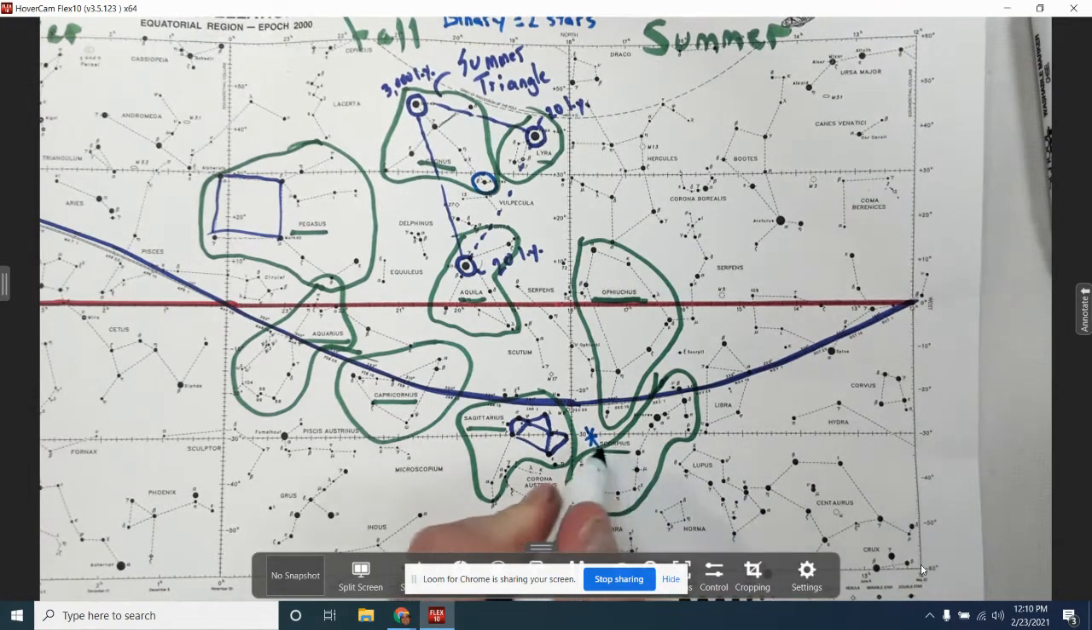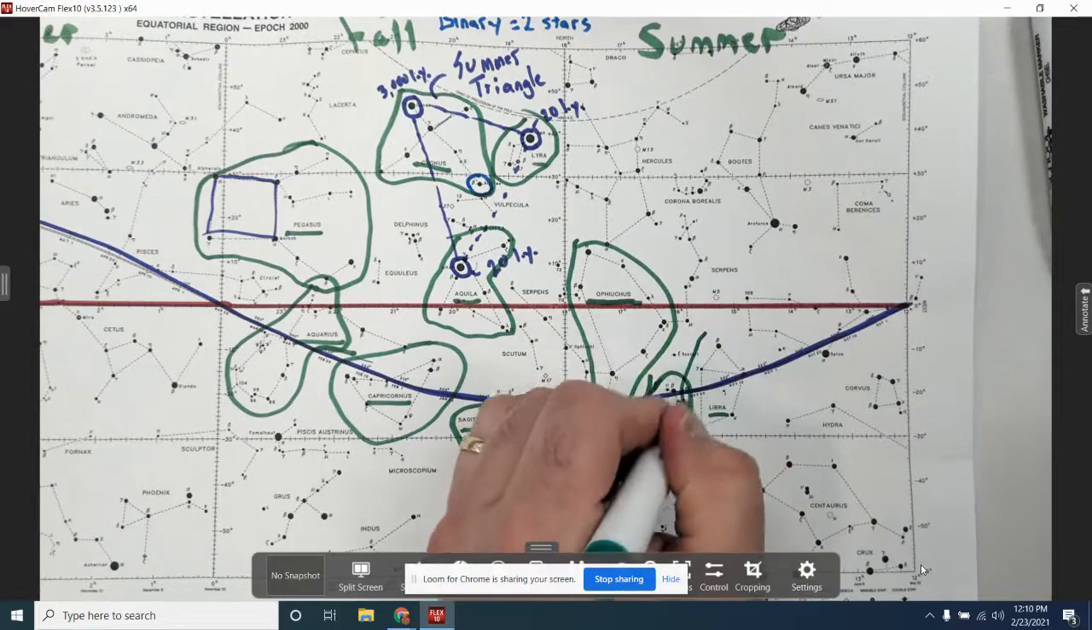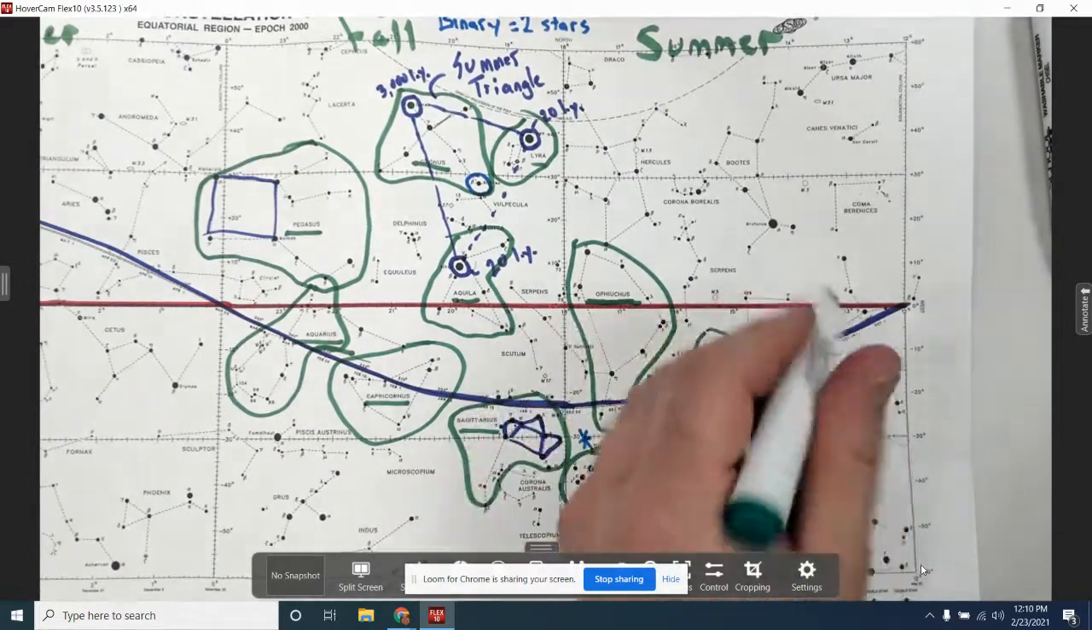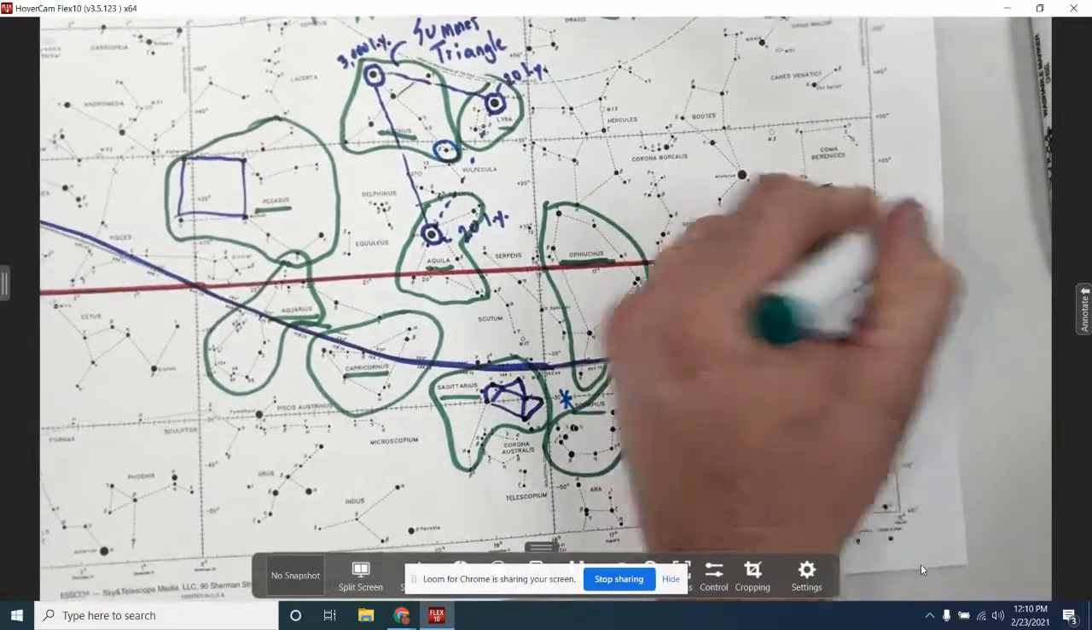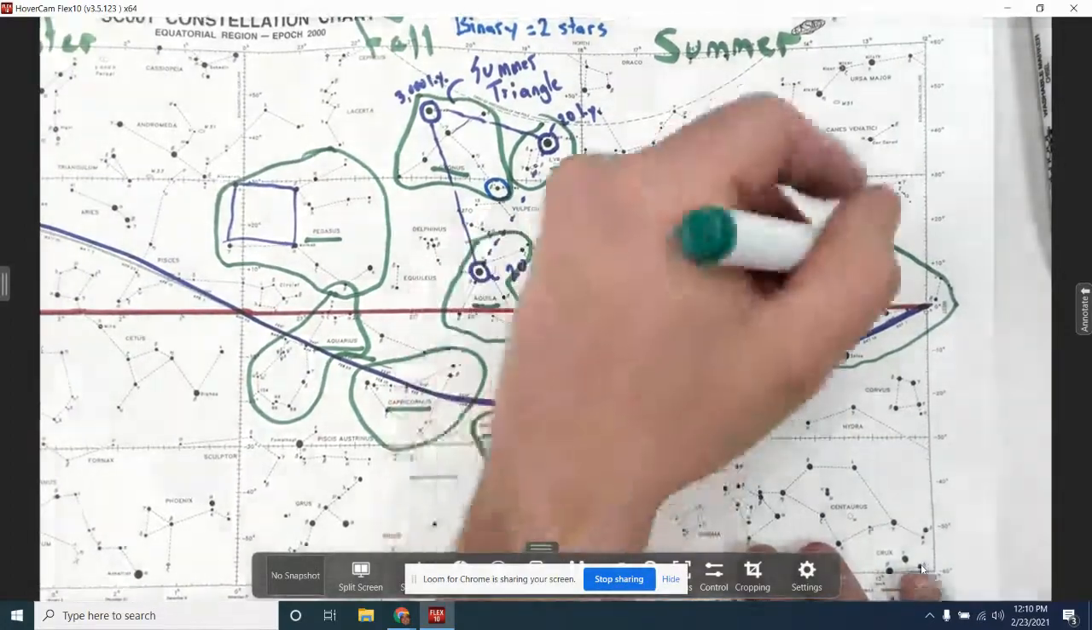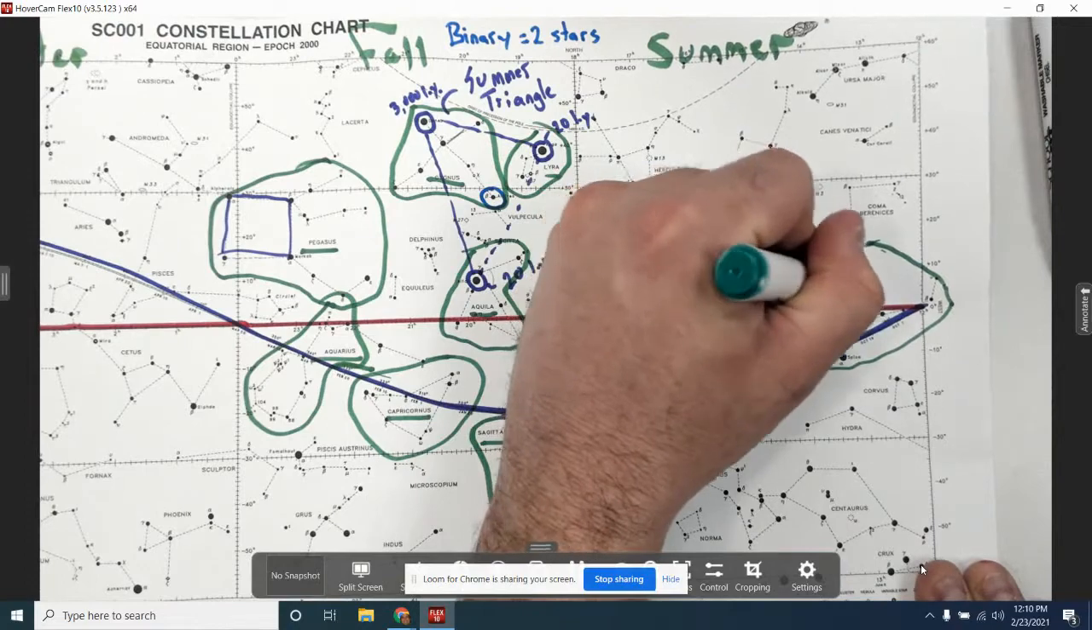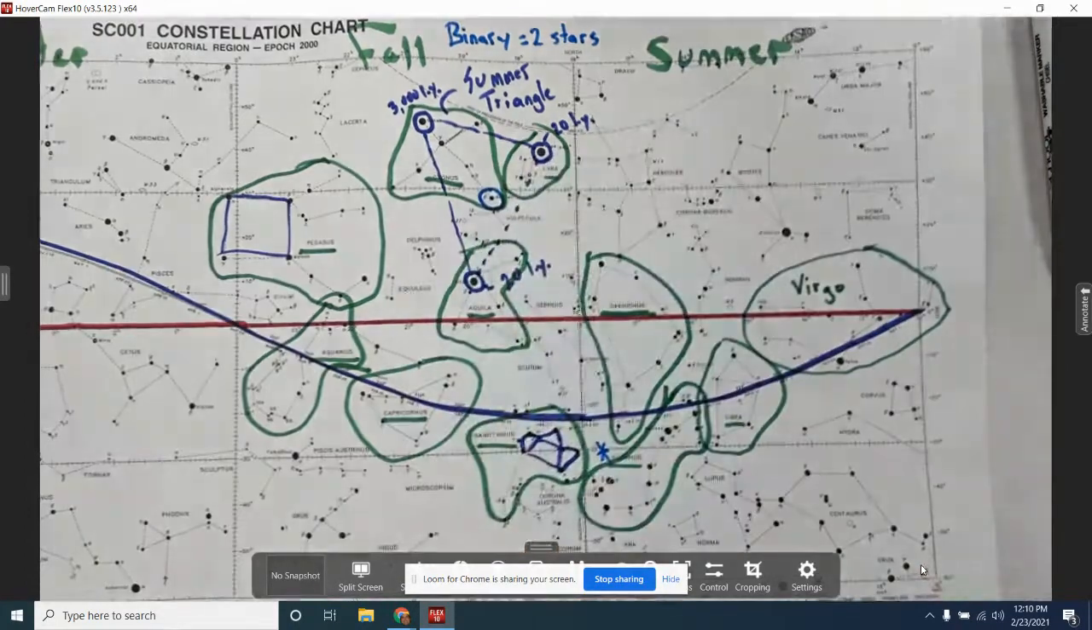Okay, so Scorpius, Libra, and then this last one on here, the name is actually written on the other side of the map, which is a little weird. So I'm going to write it just right here. This is Virgo.